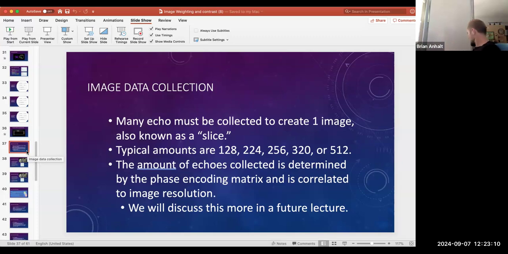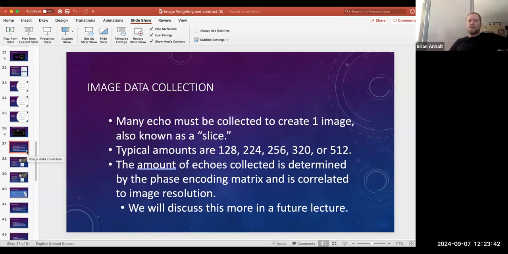So that's why we have many TRs and many TEs, right? We have excitation, refocusing, we collect the echo, we repeat it. Do it all again. Do it all again. Each one of these echoes is put into K-space, and we have to fill all of K-space with several echoes to generate one image.